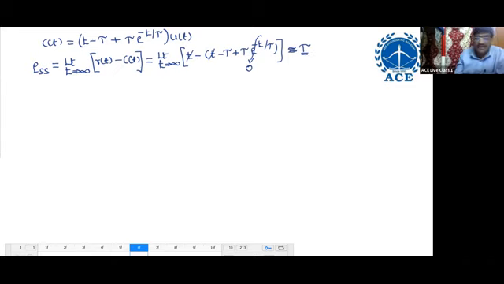Now draw the response. Come on. Error is tau. This is t. This is c of t. 0.